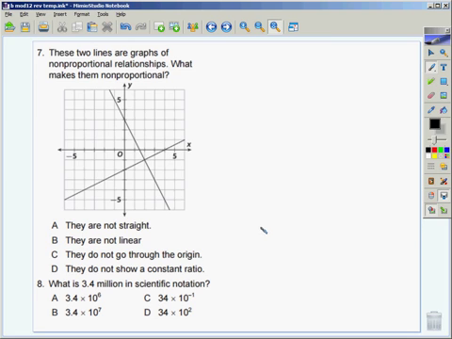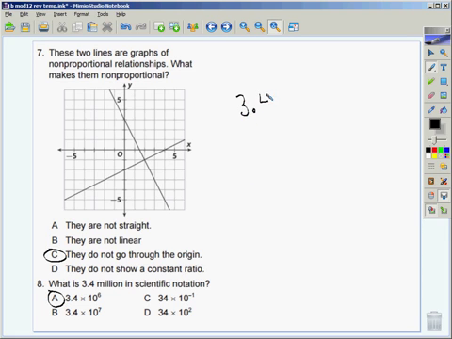Number 7. These two lines are graphs of non-proportional relationships. What makes them non-proportional? They don't go through the origin. The correct answer for 7 is C. Neither one goes through the origin. Number 8, the correct answer is A.